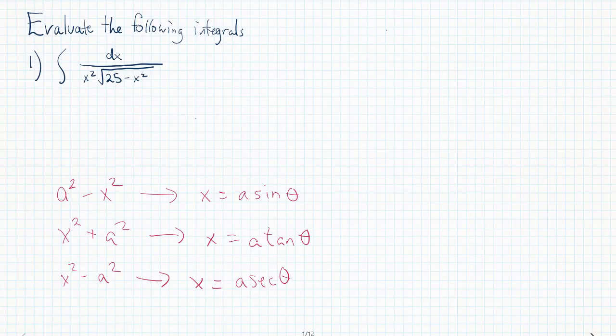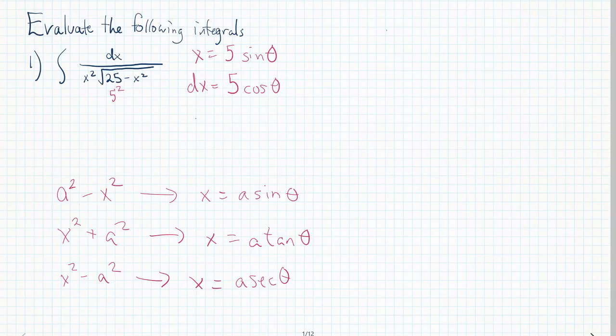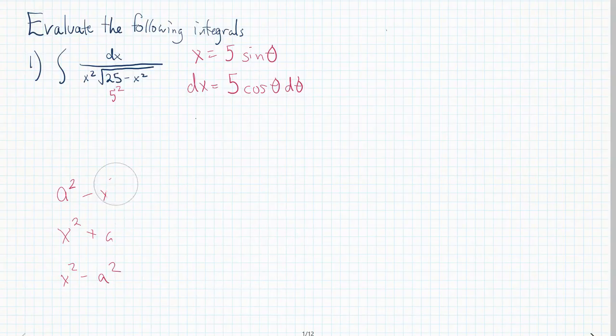So if you look, we have 25. Well, that's just 5 squared. Since we have 5 squared down below, we want to use a sine in this case because it goes 25 minus x squared, so x should be 5 sine theta. And immediately after you calculate it, you probably want to get in the habit of finding dx. In that case, dx equals 5 cosine theta d theta. Alright, so now we have things set up for us, and I'll erase that little piece there. We'll use it again later on another problem.